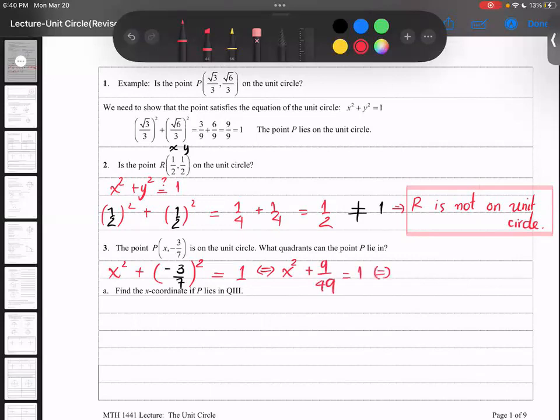If you subtract both sides by 9/49, then I have x squared equals 40/49. Take the square root of both sides. Don't forget plus and minus. Then x equals plus or minus the square root of 40 over the square root of 49. The square root of 49 is 7. The square root of 40 is the square root of 4 times 10, so the square root of 4 is 2, giving 2 root 10.